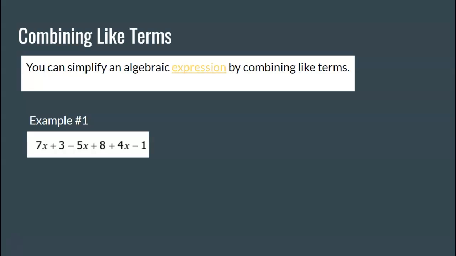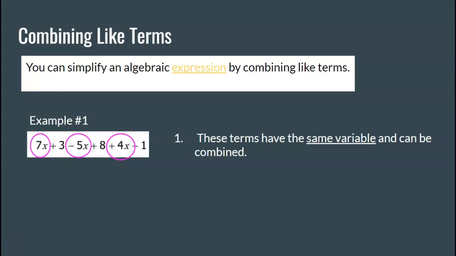7x plus 3 minus 5x plus 8 plus 4x minus 1 is pretty long, and we have three constants. We have 3, 8, and negative 1, or minus 1, and we have three variable terms with x's. So we can combine the terms that are alike and make that expression simpler.